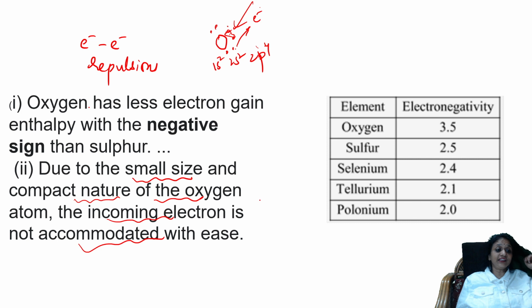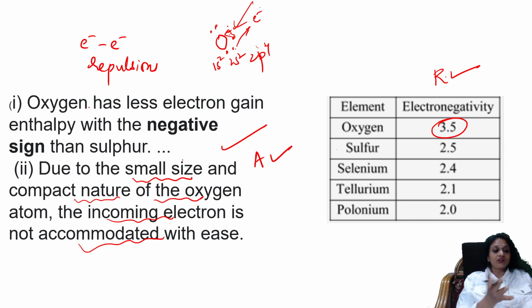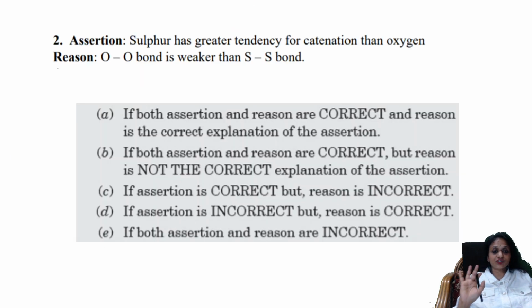Yes, right. Then they have given one more thing. They said oxygen is more electronegative than sulfur. Yes, the reason is right. This is also right, the assertion is also right. The reason also, see here: electronegativity, oxygen is more. Yes, oxygen is more. Right. The reason is also right, but this is talking about electronegativity and this is talking about electron gain enthalpy. Both are different concepts. That's why the reason is not supporting the assertion. Next concept.